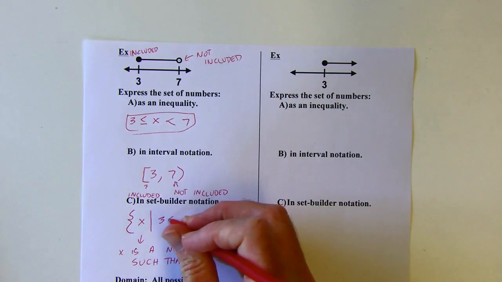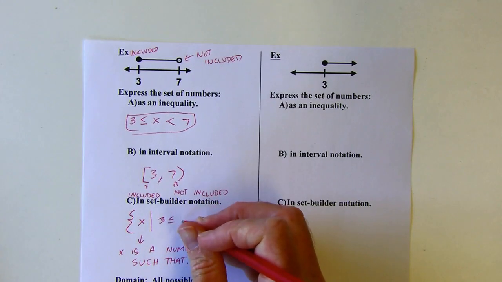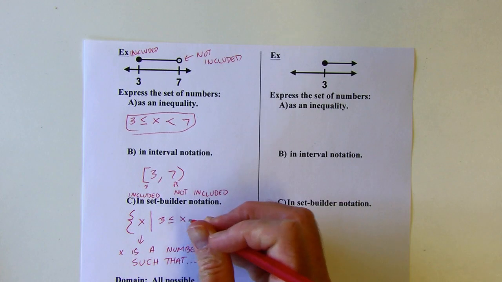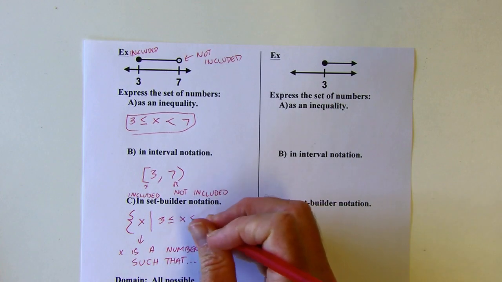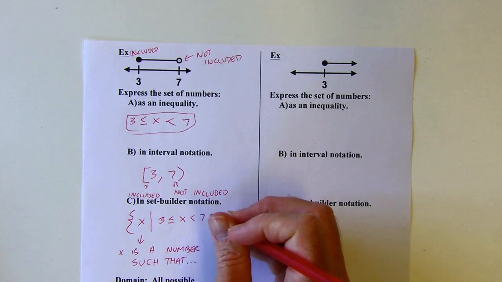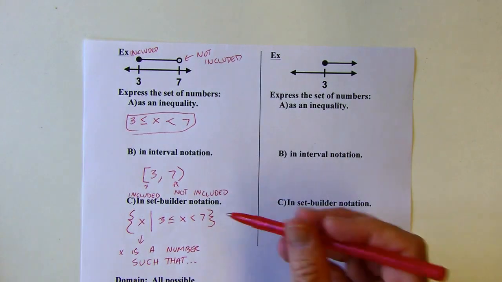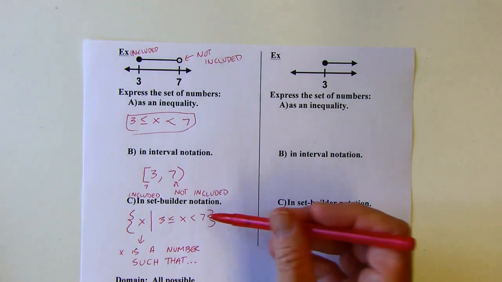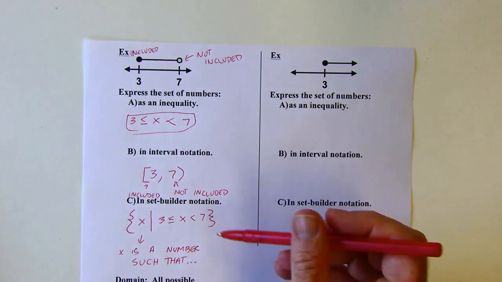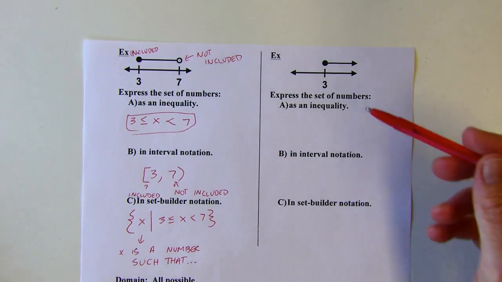You could also, if you've got like an equation, 2x plus 3, you could put something like that if you wanted to build your set that way. But I'm just showing it's that range of numbers from 3 to 7 with 3 included, 7 not included, okay? All right, so let's try this set.